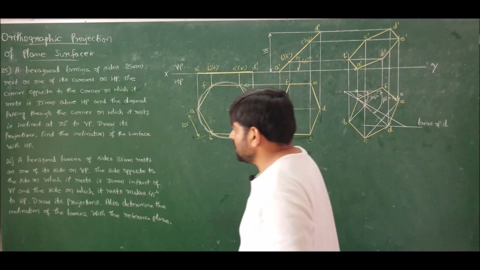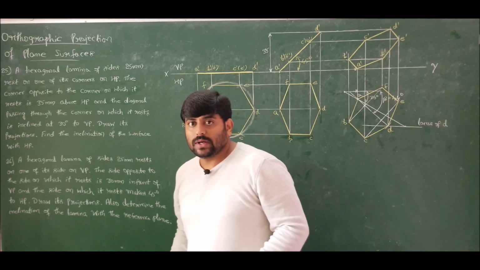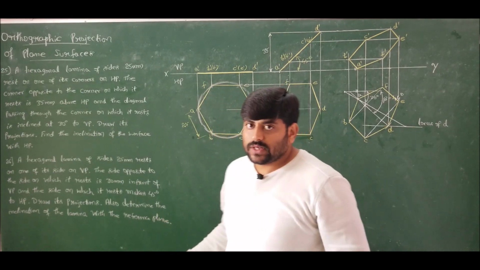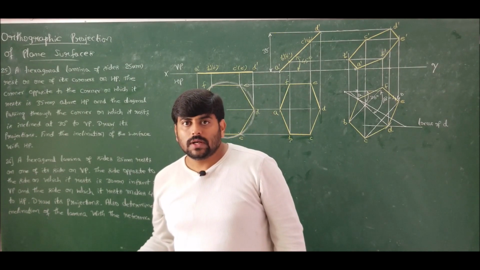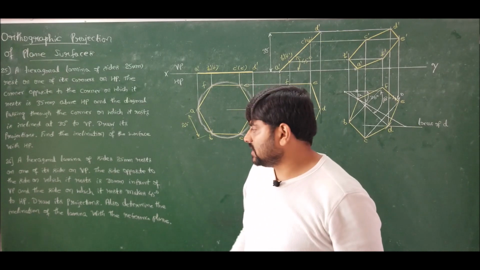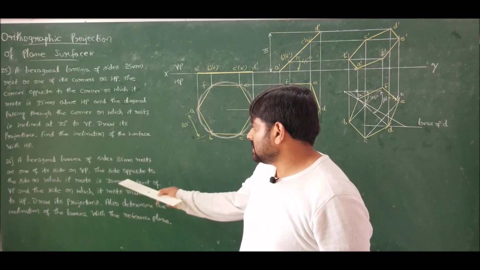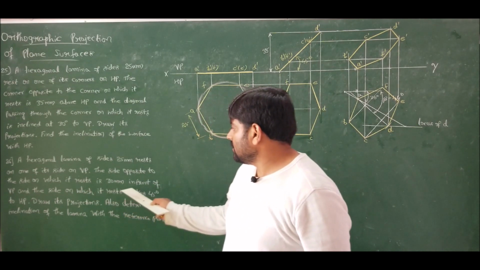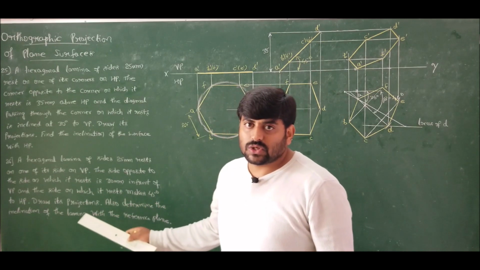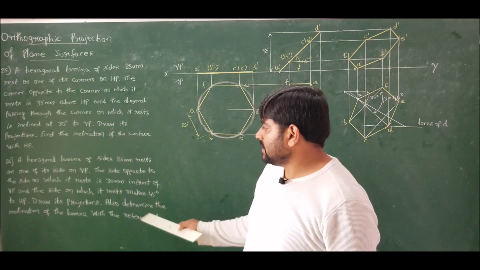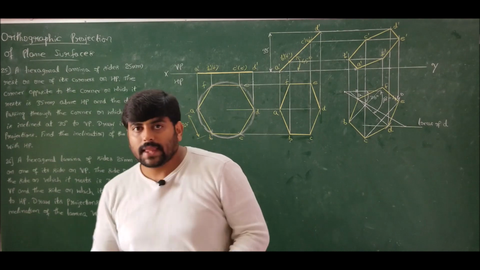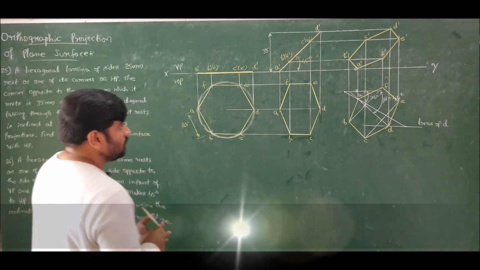We have a hexagonal lamina resting on one of its sides on vertical plane. Since it is resting on vertical plane, the second position should show inclination with respect to vertical plane itself. That is what he has given. The side opposite to the side on which it rests is 30 mm in front of VP. Finally, I should show inclination with respect to HP. The resting side makes 45 degrees to HP. Come, let us solve this problem.